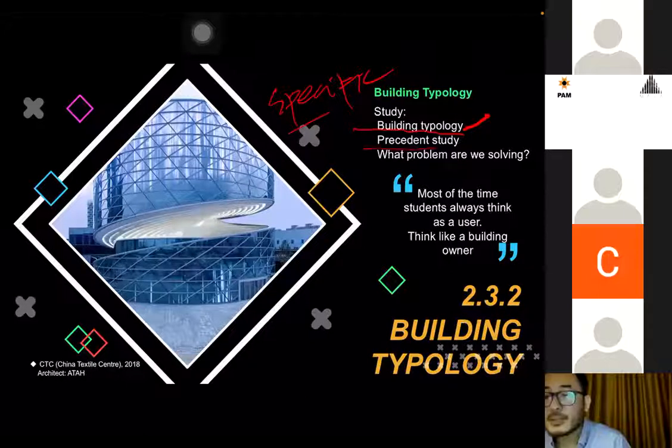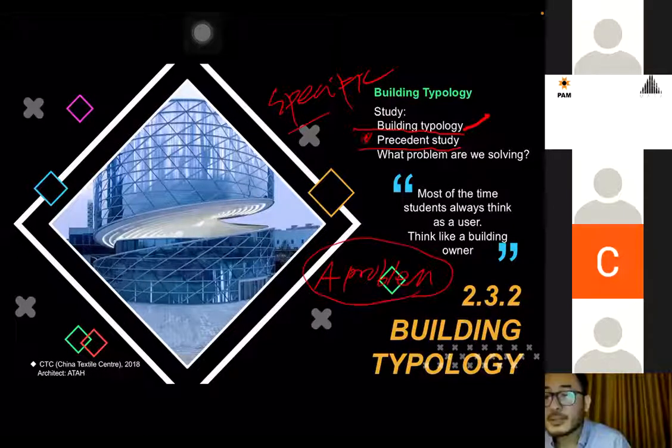All right. The next one is precedent study. This is another thing that maybe students do not understand, the difference between building typology study and precedent study. Precedent study is actually a study of a building to solve a problem that's similar to your problem. Okay. So you have a problem. Precedent study is actually looking for answers to problems similar to yours.